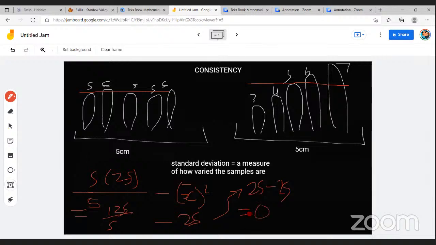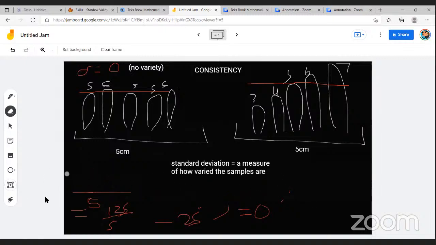The reason why the standard deviation is 0 is because there's no deviation at all. All of them are 5 cm. They're all the exact same. So in this case, your standard deviation would be equal to 0 because all of them are the same. There's no variety. Make sense? Yes, I understand that. Okay, then we'll go to the next part.